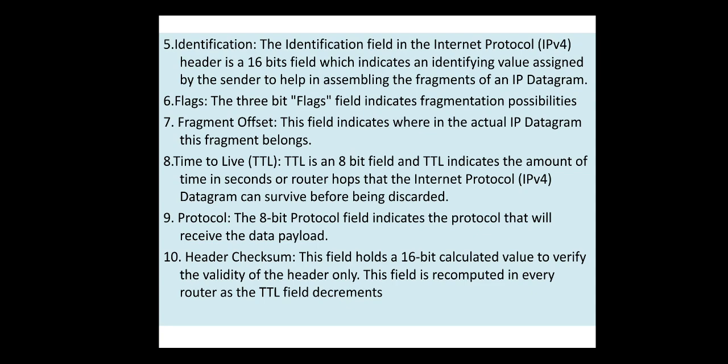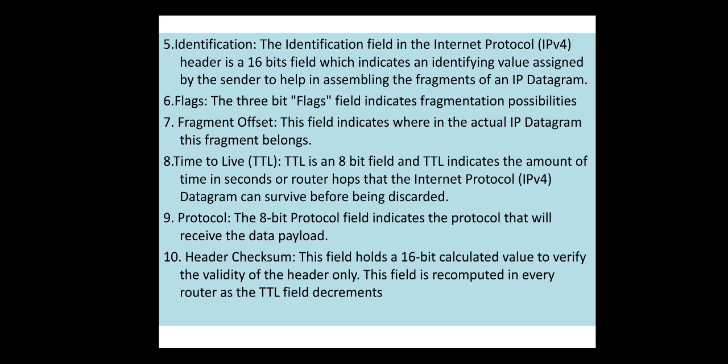Next is the identification. This field in the IPv4 header is a 16-bit field which indicates the identity value assigned by the sender to help in assembling the fragments of a datagram. That is, a large packet is divided into small parts, and after that a unique identification number is added to every part, which is helpful to reassemble that particular packet. Then flag bits, there are 3 flag bits which indicate the fragmentation possibilities. Then fragment offset, this indicates where in the actual IP datagram these fragments belong.